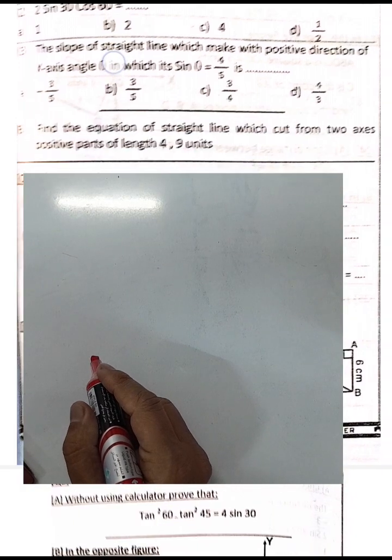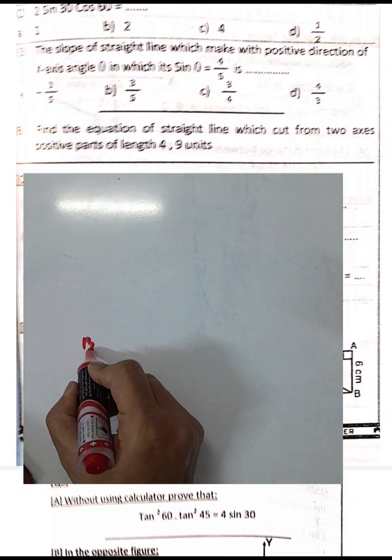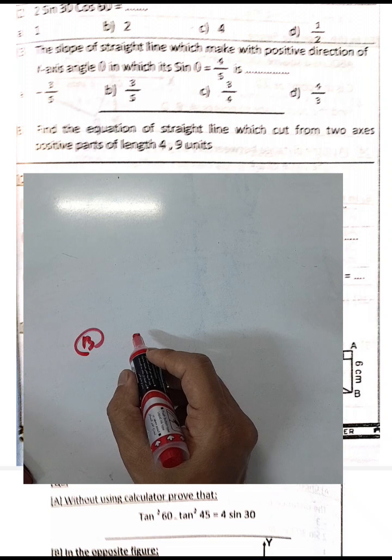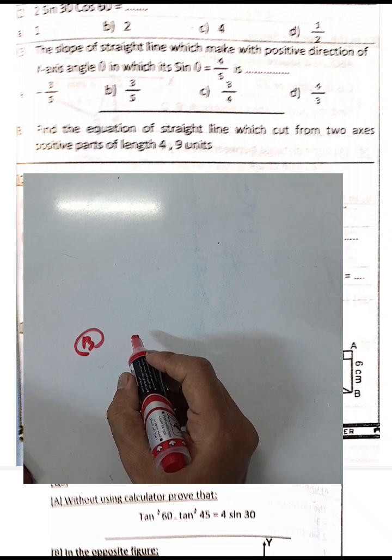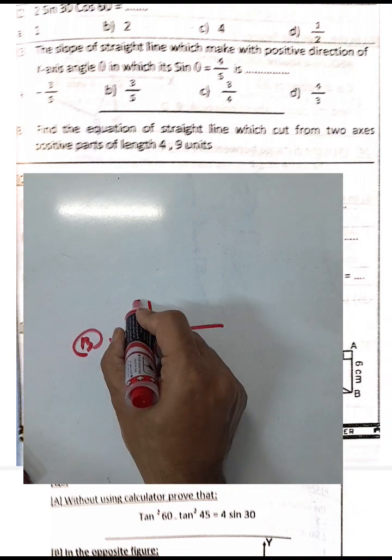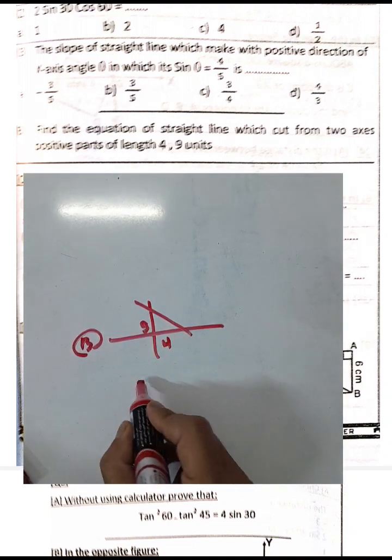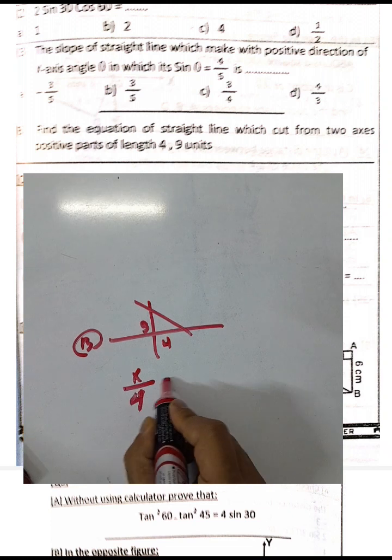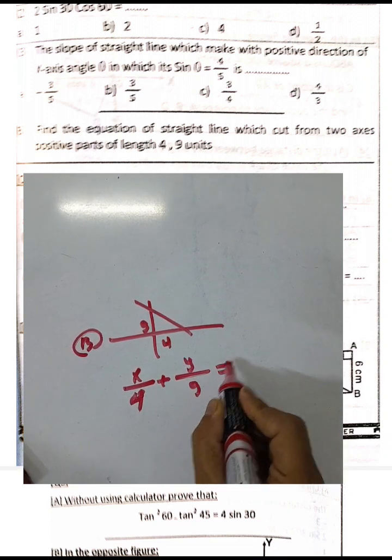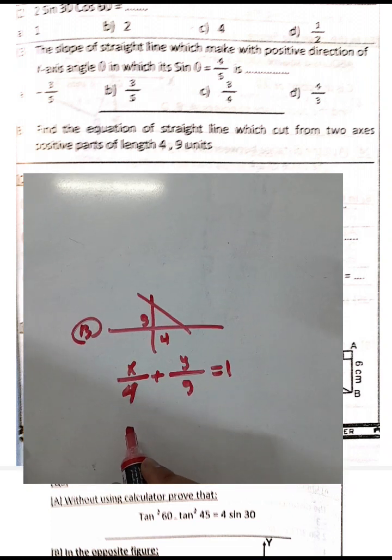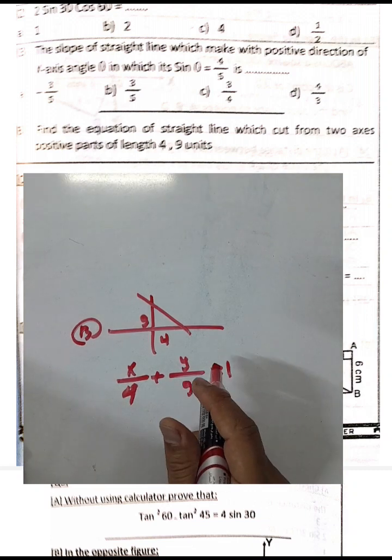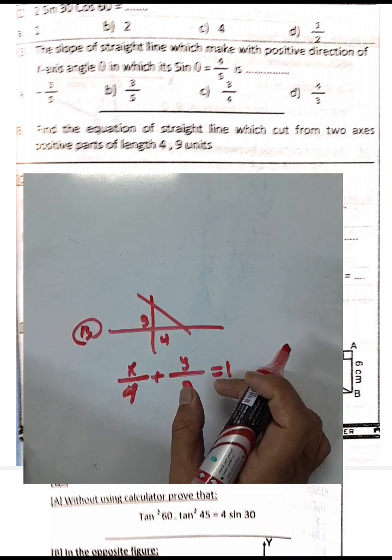Okay, next question, letter B. Find the equation of the straight line which cuts from the two axes positive parts of lengths 4 and 9. We have 4 and 9 cut here, then the equation will be x over 4 plus y over 9 equals 1. This is the equation of the straight line which cuts from the two axes positive parts of lengths 4 and 9.